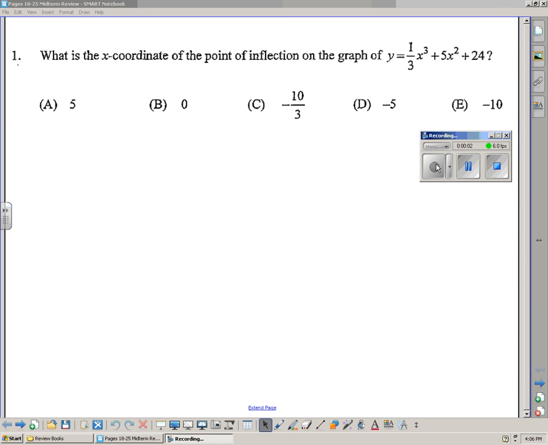Okay, so this is the second video for our midterm review. This starts at page 18 in the non-calculator booklet. Number one says, what is the x-coordinate of the point of inflection of this graph?